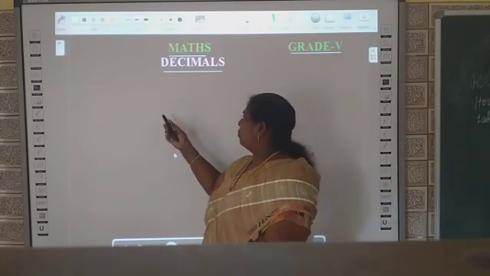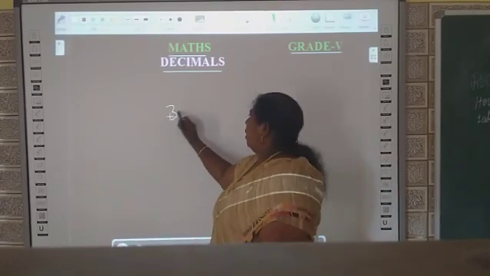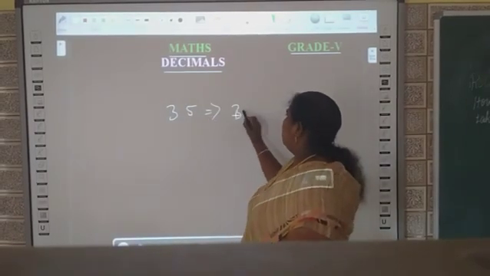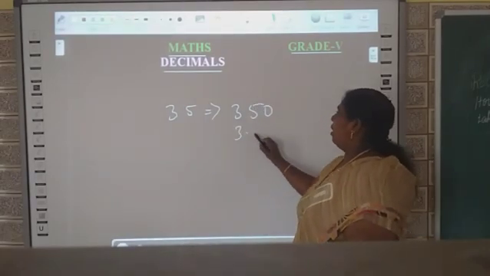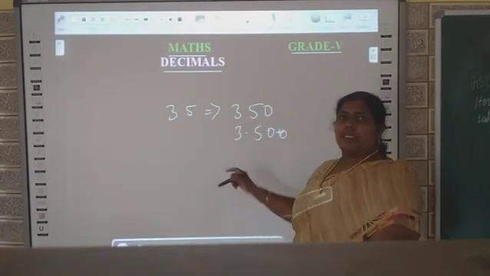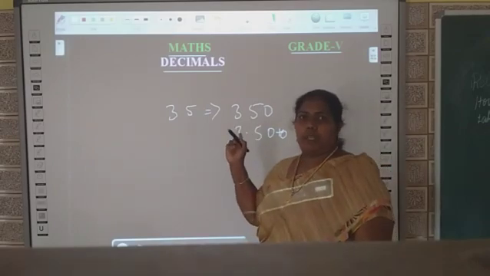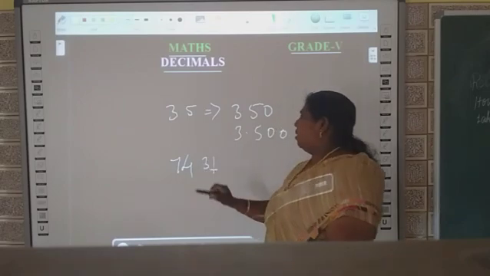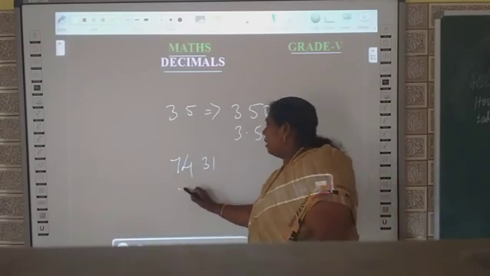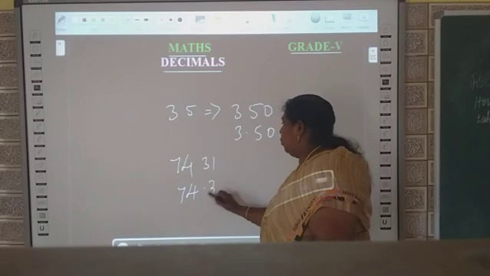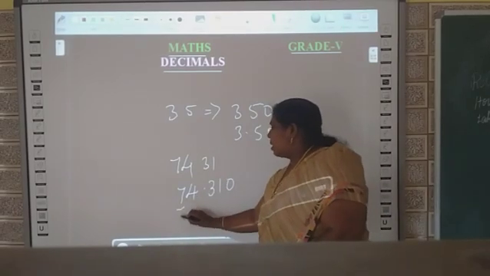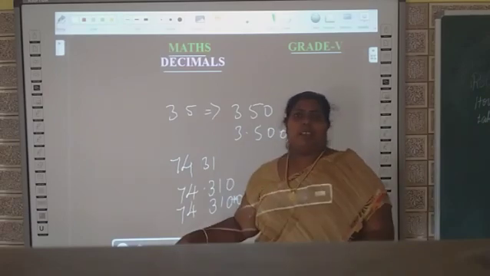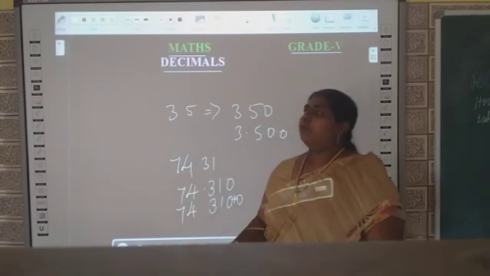For example, 3.5. You know how to write the equivalent decimal. You can write it as 3.50, 3.500. That is, you have to add zeros after the decimal places, isn't it? For example, 74.31. What is the equivalent decimal? The equivalent decimal is 74.310, then 74.3100. These decimals are equivalent decimals, isn't it?